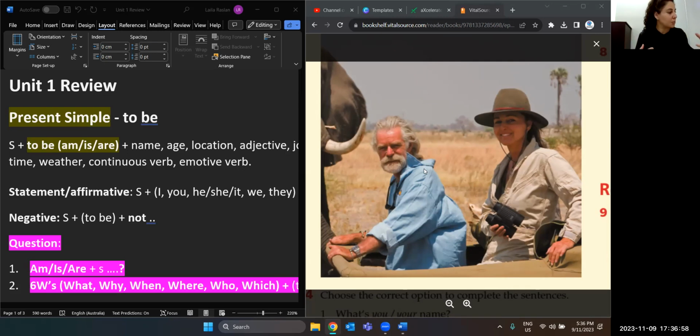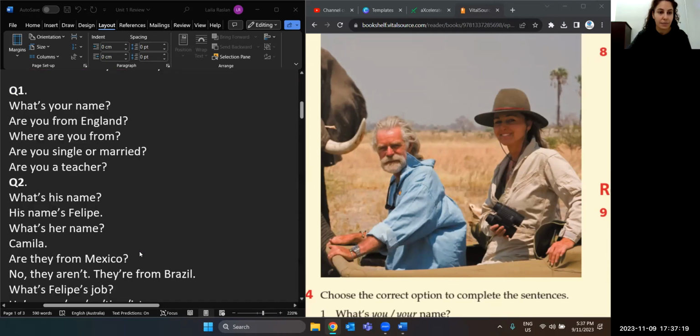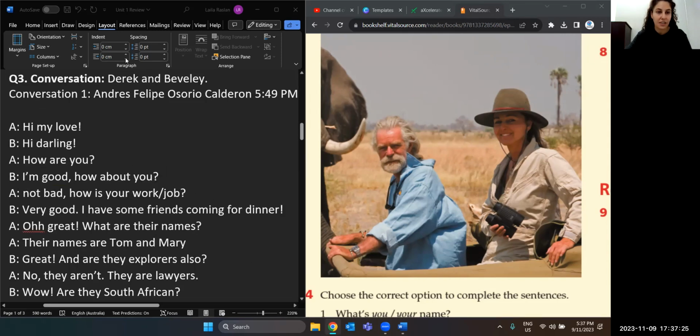So we were just doing the review, and now we're up to question 3, and we're creating a conversation between Derek and his wife, Beverly, and trying to use what we learned in this unit. Maybe they're talking about jobs, age, location, name, the weather, the time, family. So this was just an example that Andres wrote for us. So you have to create one similar.